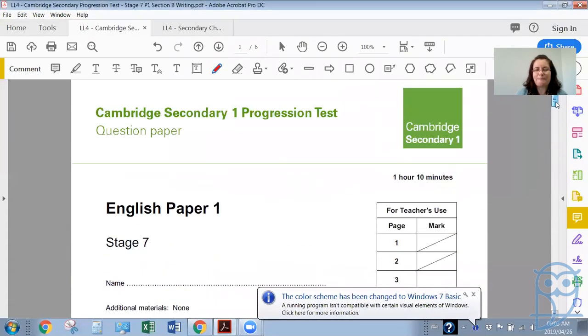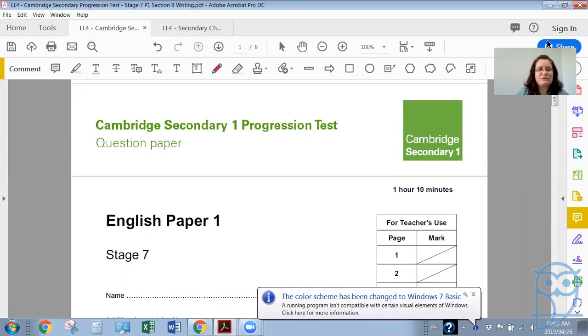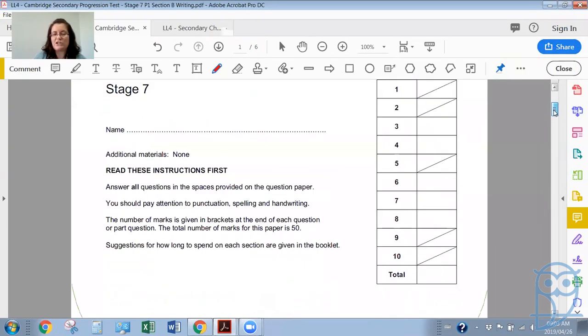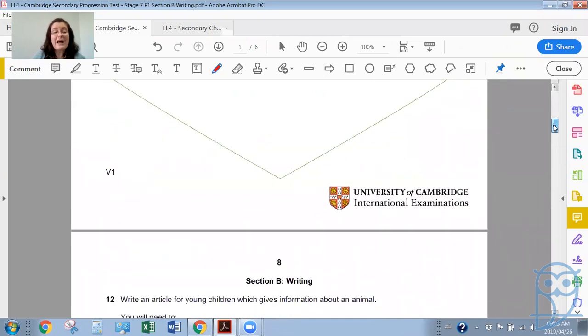So I've started looking at progression tests just so that you get an idea of the kind of thing that you could expect to get at some point when you write your Foundation 1 exam, because the progression tests very much mirror the kinds of things you would get in the exams, okay? So let me share my screen with you, and we're going to look at the progression test that we've been looking at already, the secondary 1 progression test, but I specifically want to look at the writing section. Prior to this, we've been looking at the reading section.